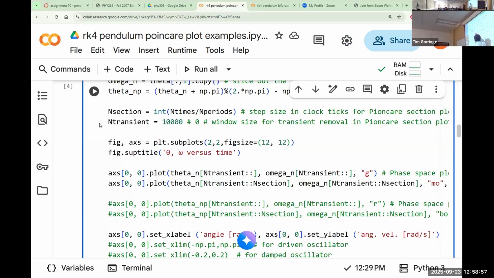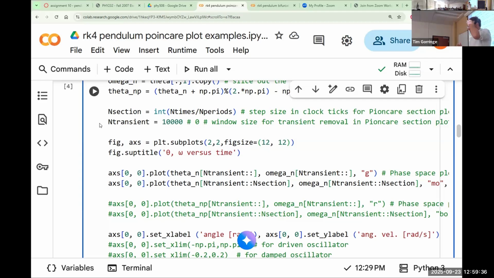This is ticks in one natural period, and then this is n transient. It's not really relevant for the case of the simple pendulum because I don't have any transients, but it will be relevant for the case of the driven pendulum where I do have transients. This is just the number of clock ticks that I'm going to wait before I start making Poincare section points, my Poincare section plot. So I'm going to wait.